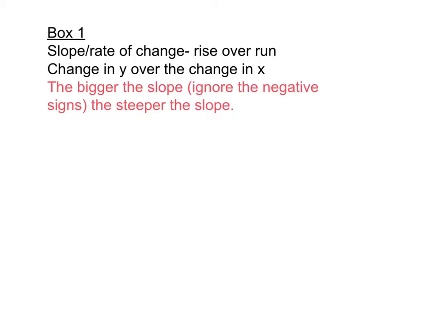For instance, you got to be able to compare fractions. 3/4 is bigger than 1/2, so out of those two slopes, 3/4 is a steeper slope. That means the line is going to be steeper.